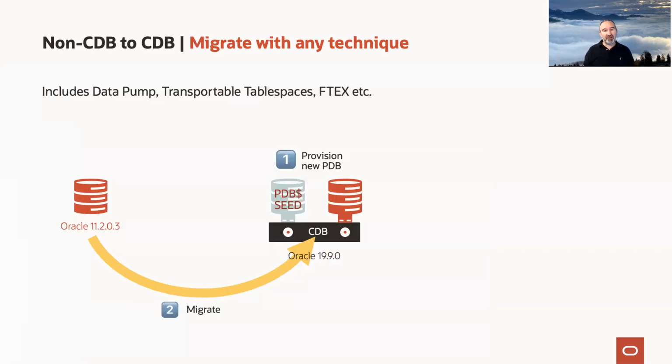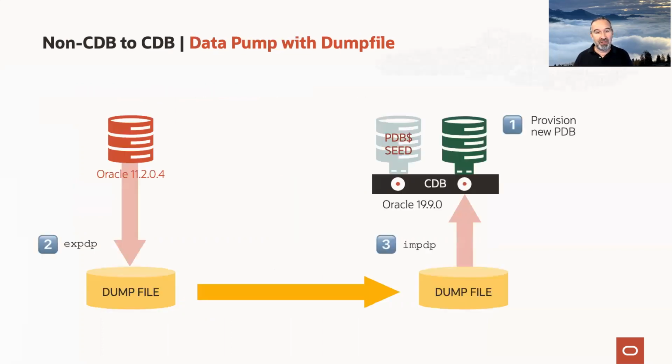You can migrate with any technique: Data Pump, transportable tablespaces, full transportable export/import, O2O, triple O, whatever Oracle offers. So you create a PDB first and then you migrate. When you use Data Pump, the standard approach and typically the easiest one, you create a dump file. After you created a PDB, or you do this in parallel, you copy your dump file over, you import. No rocket science.